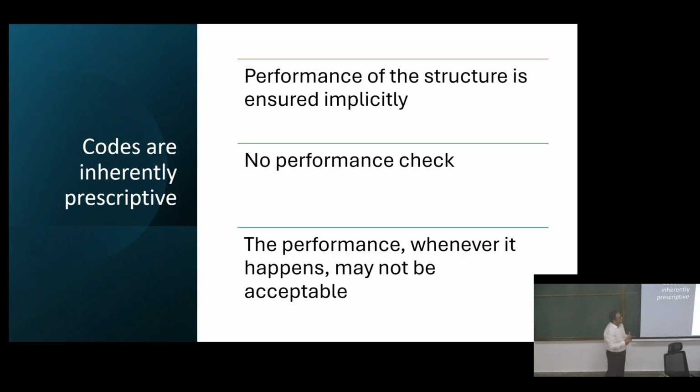As I said, codes are inherently prescriptive. Performance of the structure is ensured implicitly. By that, what I mean is you follow these checks: you design for your bending moment, design for shear, then you check for deflection. What else do you do? That's it, essentially. You do that, and then with the building code, you assume that the structure is safe. So it's an implicit check. There is no performance check. How would you do a performance check? If you had to do one, how would you do it?